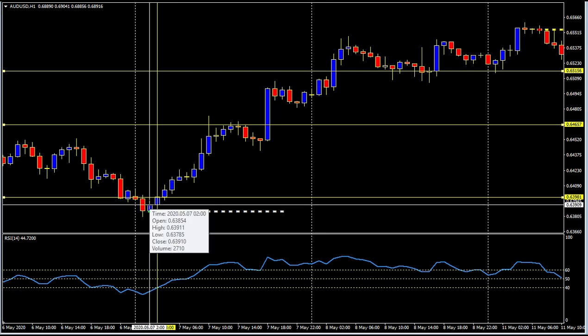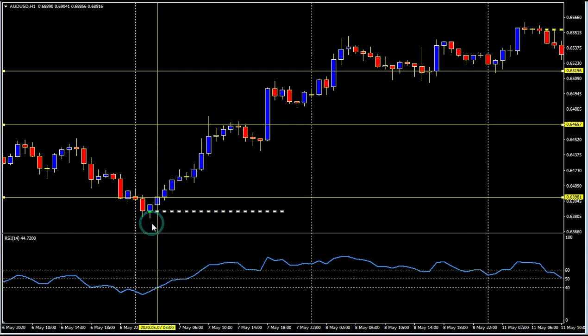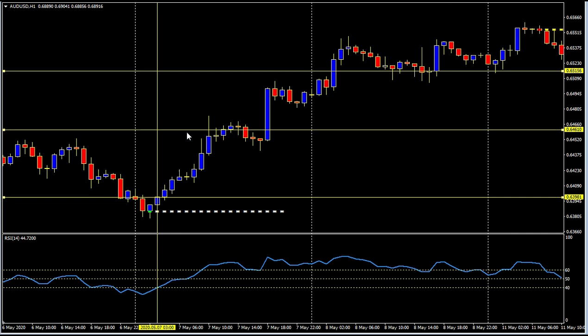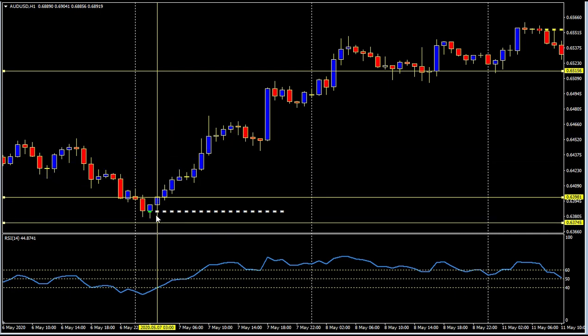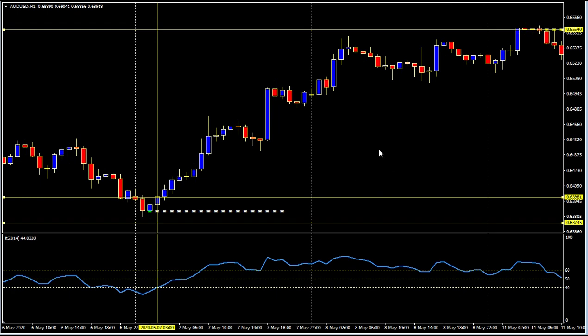Low was 0.63785, so it's going to be 0.63735. This is where you're going to put your stop loss. Okay, this is where you will put your stop loss here, and this is your entry, and that's your exit here. Okay, so this is how you trade the RSI. You can trade on any pair you like and trade every day, and you keep making money. It's a very, very simple system, and it's quite profitable.